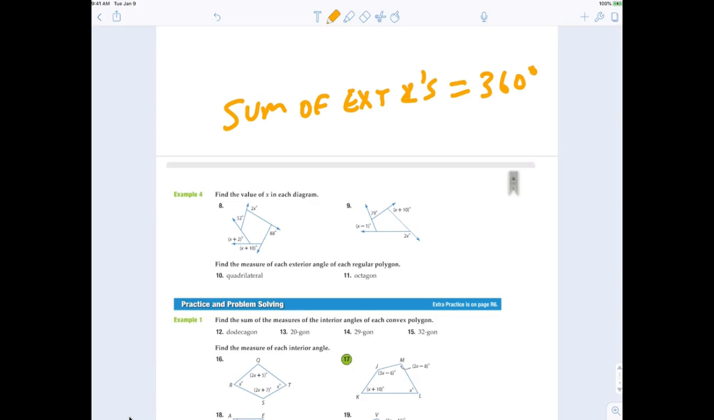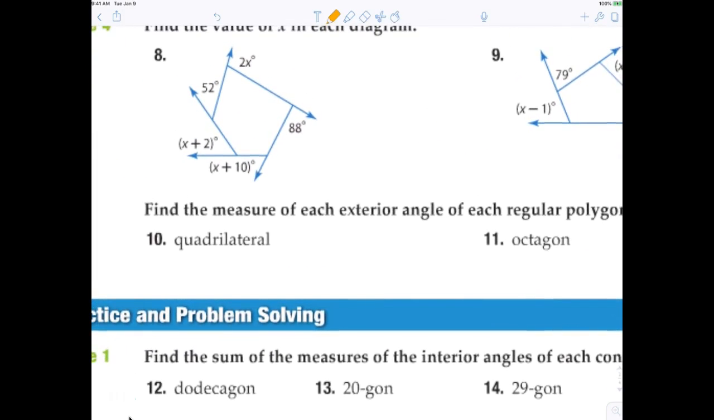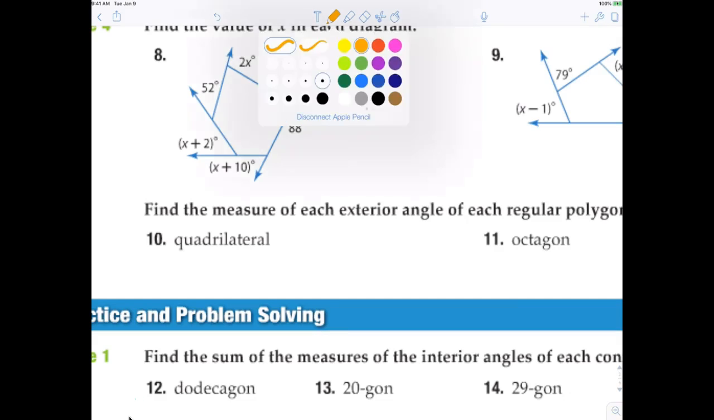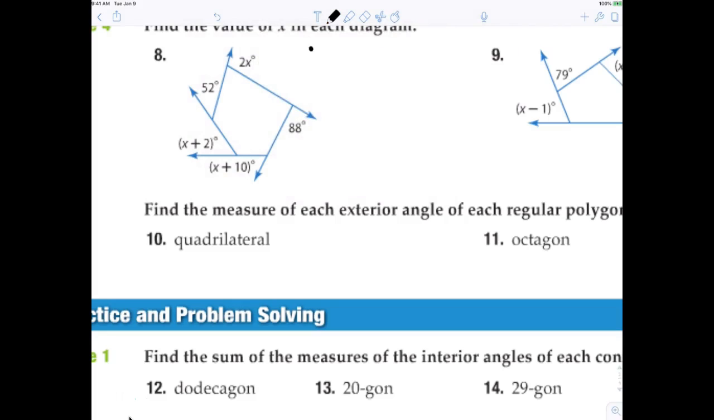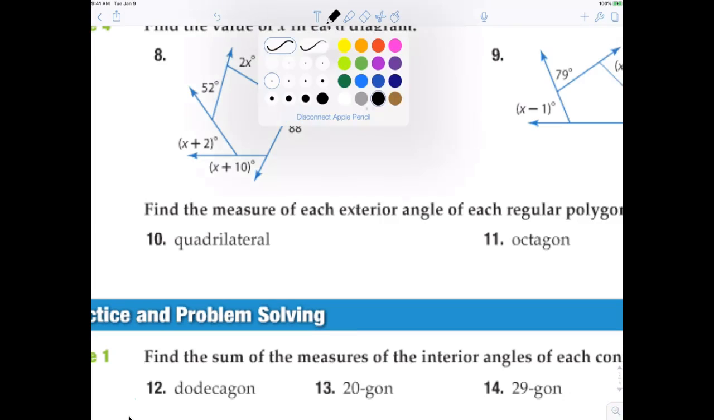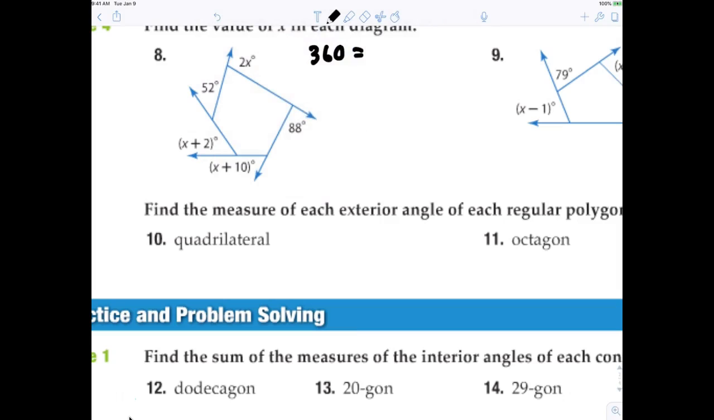So I need you to remember that. The sum of the interior angles is always n minus 2 times 180, but the exterior angles always add up to 360. So when somebody asks you about number 8, are the exterior angles equal here? No, but we do know that they add up to 360. So all we're doing is taking the fact that they add up to 360, and we're saying 360 is equal to, then how many x's do we have?